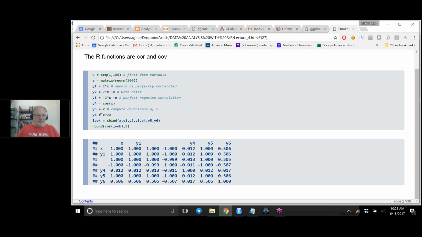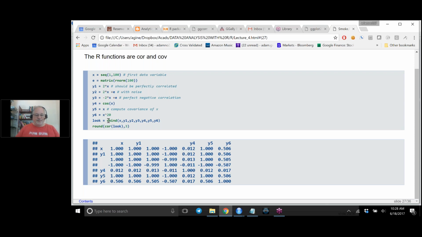y5 is going to be x again. So the correlation of x with itself is the covariance. And y6 is going to be x to the 20th power. So let's take a look and see how these things correlate. I create a data set. I cbind x with all of these variables. And then round, comma 3 means just giving me the answer to 3 decimal places. So I look at the correlation of this data set, and it does it.